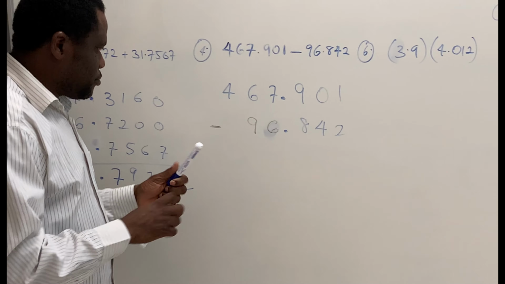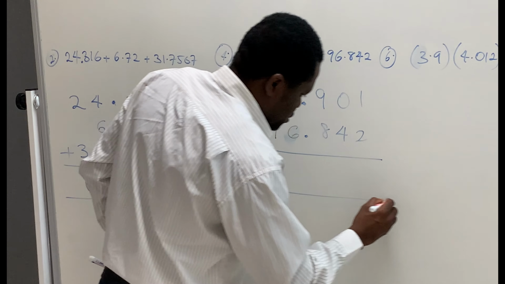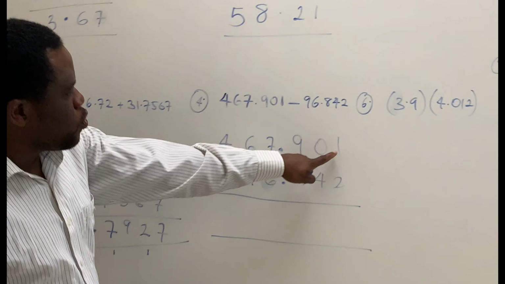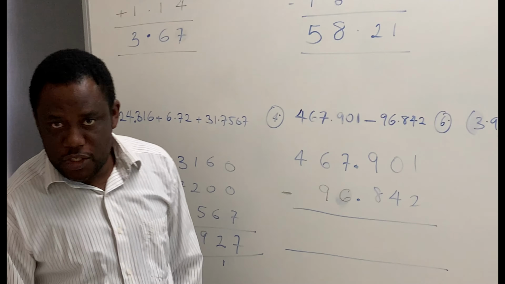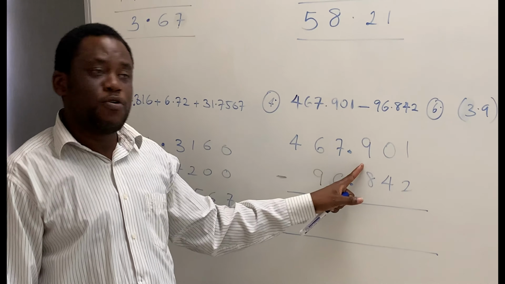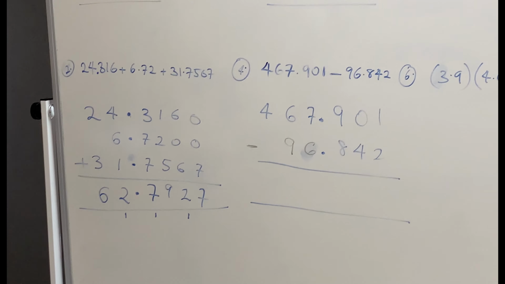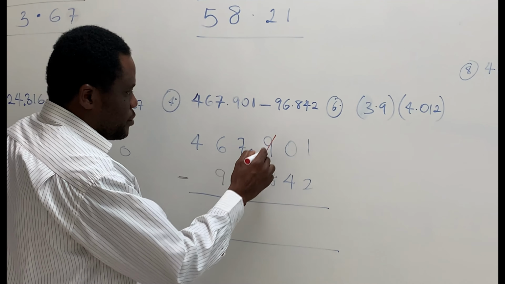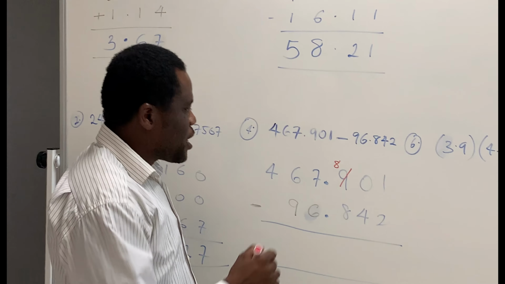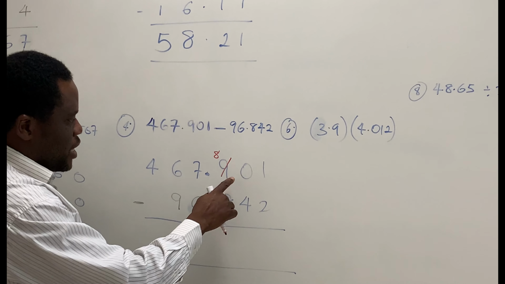Now we subtract. 1 minus 2 is not possible. We have to borrow 1. Can we borrow it here? You cannot borrow from here. So we have to come and borrow from this place. Now let's start borrowing. If you borrow 1 from here, what is left here is 8. That 1 becomes 10 here.